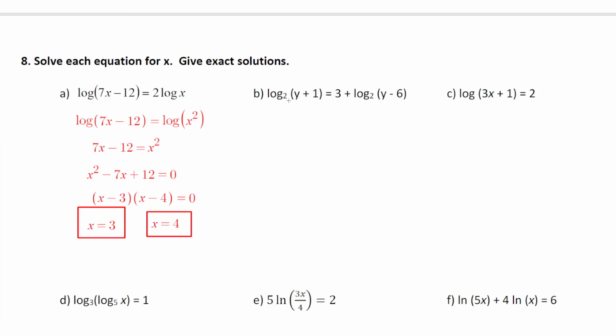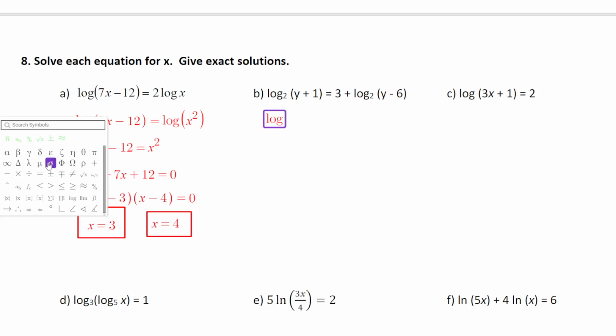Part B. We've got log base 2 of y plus 1 equals 3 plus the log base 2 of y minus 6. So what we need to do first is subtract that log base 2 of y minus 6 on both sides so that we can get our logs on one side and we'll get the constant on the other.